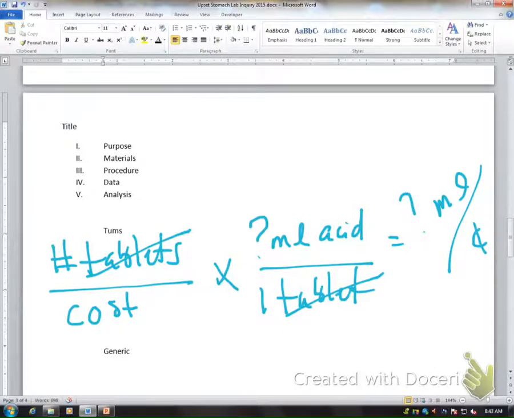So that is the number that you need for your analysis of, is Tums going to neutralize more milliliters of acid per penny, or will the generic neutralize more milliliters of acid per penny that you spend? So you will do this calculation, one calculation for your Tums, another for your generic. This information then is what you use to answer the question, which one is the best buy? And as always, show your work and include your labels for that.